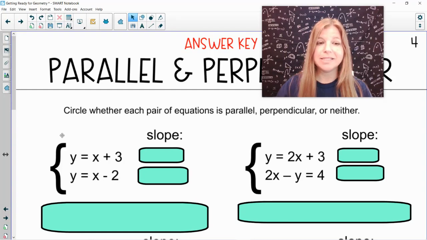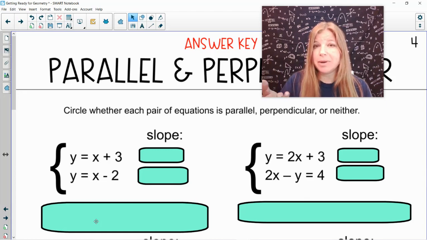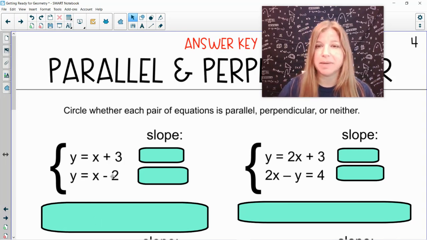All right. It says circle whether each pair of equations is parallel, perpendicular, or neither. Now, I have those words covered up here and I have it circled already, and I'm just going to drag and reveal, but I'll be asking you, after we look at these two equations, what's the slope? And then if I see what the slopes are, how do I know? Is it parallel, perpendicular, or neither? They're just intersecting lines.